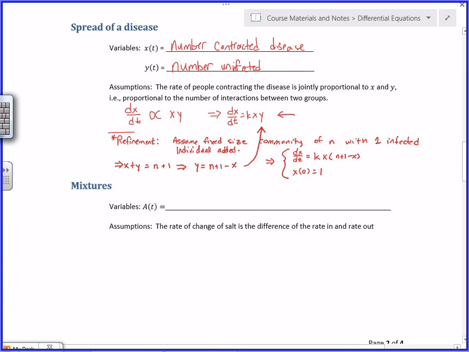So the types of questions I'm going to ask in this section about this particular model, or even the previous model on cooling, is mostly an algebra question where you just have to plug in what you do know and solve for the thing that you don't know.